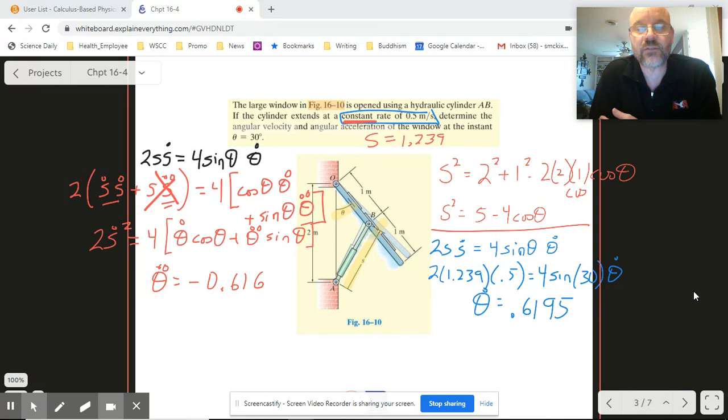Okay. Accuracy not guaranteed. Double check it yourself. Shoot me an email if I got it wrong. But again, like I mentioned Friday morning, that's the pattern on these things. Find the geometric relationship, take derivatives, and go from there. Okay? Piece of cake.